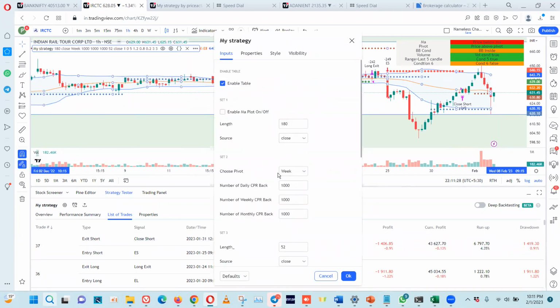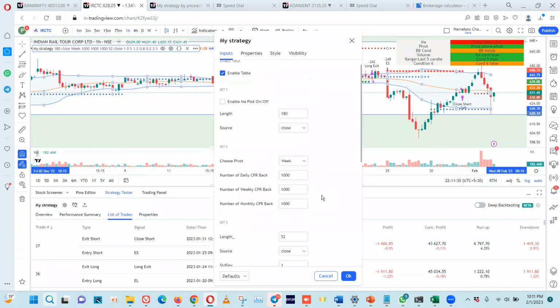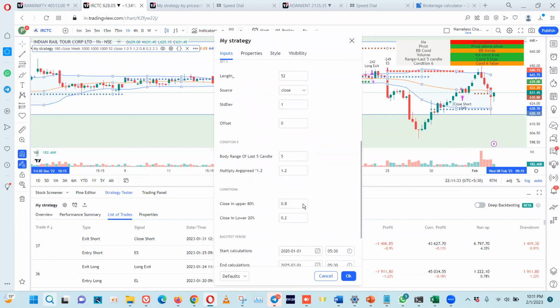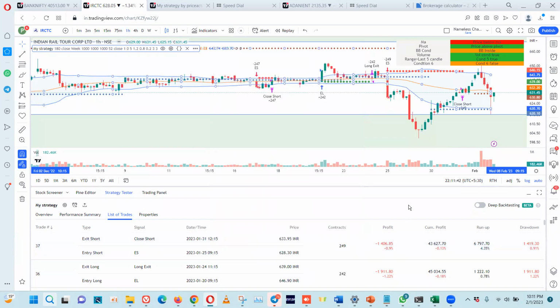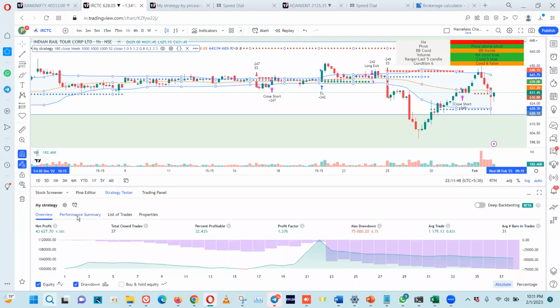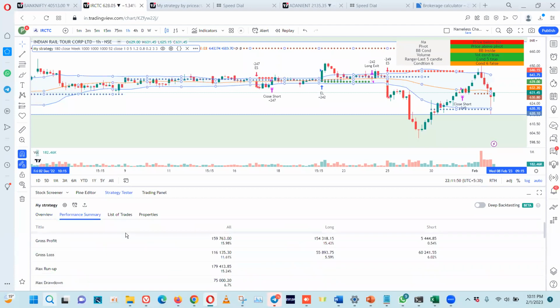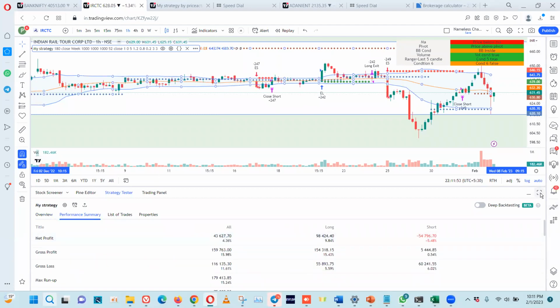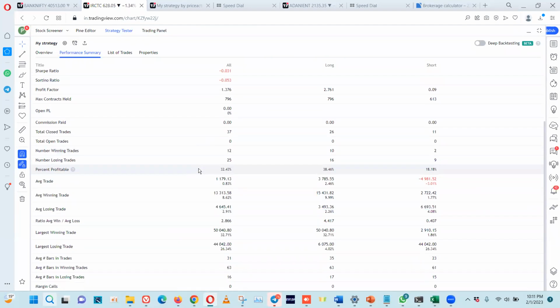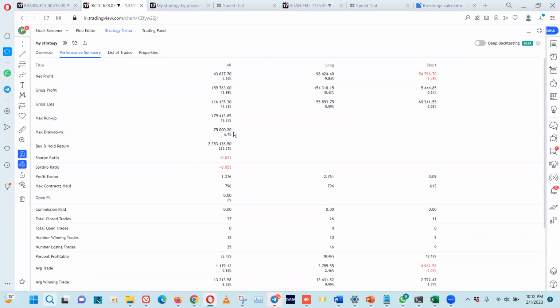And change the length, change these parameters, these lengths. So everything can be changed, and you will be able to see what happens and find out what gives the best profit here. Right. And then you will have to analyze these things: overview, performance summary. Here, if we click here, we'll be able to see complete statistics for this.